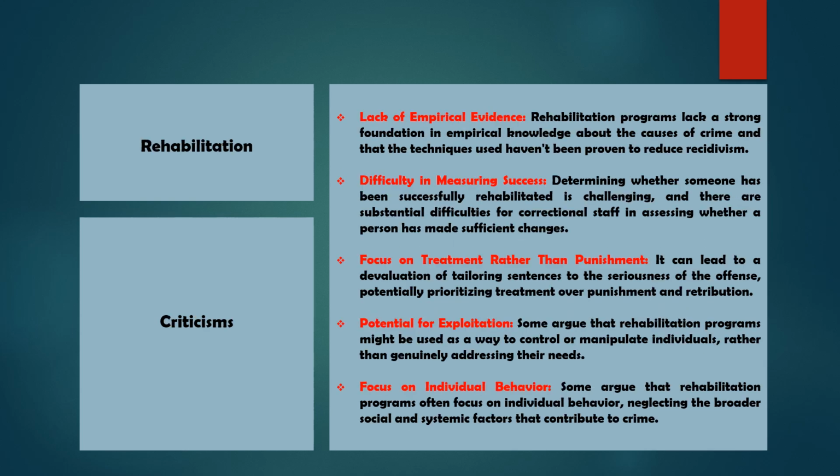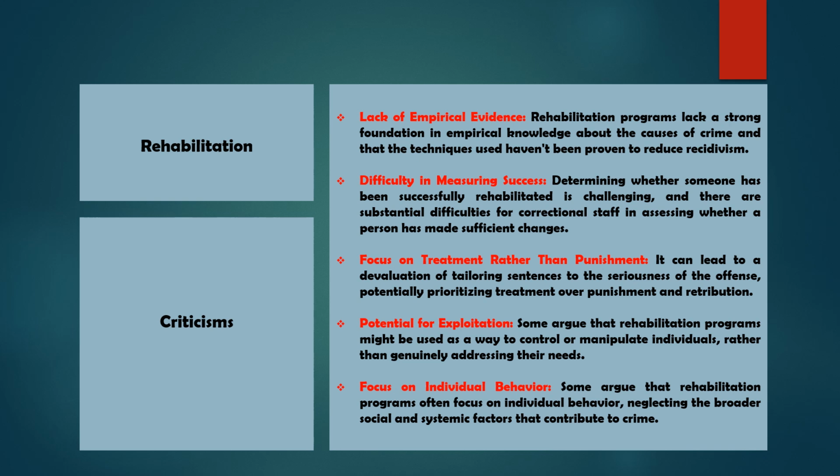This theory also has its share of weaknesses, which critics have pointed out. One of them is that it lacks empirical evidence, and therefore rehabilitation programs lack a strong foundation in empirical knowledge about the cause of crime, and the techniques used haven't been proven to reduce recidivism. In other words, if you say counseling, there is no guarantee that a person who has been rehabilitated through counseling will not commit crime again in future. Again, it is quite difficult to measure the success of rehabilitation as an approach to crime punishment.